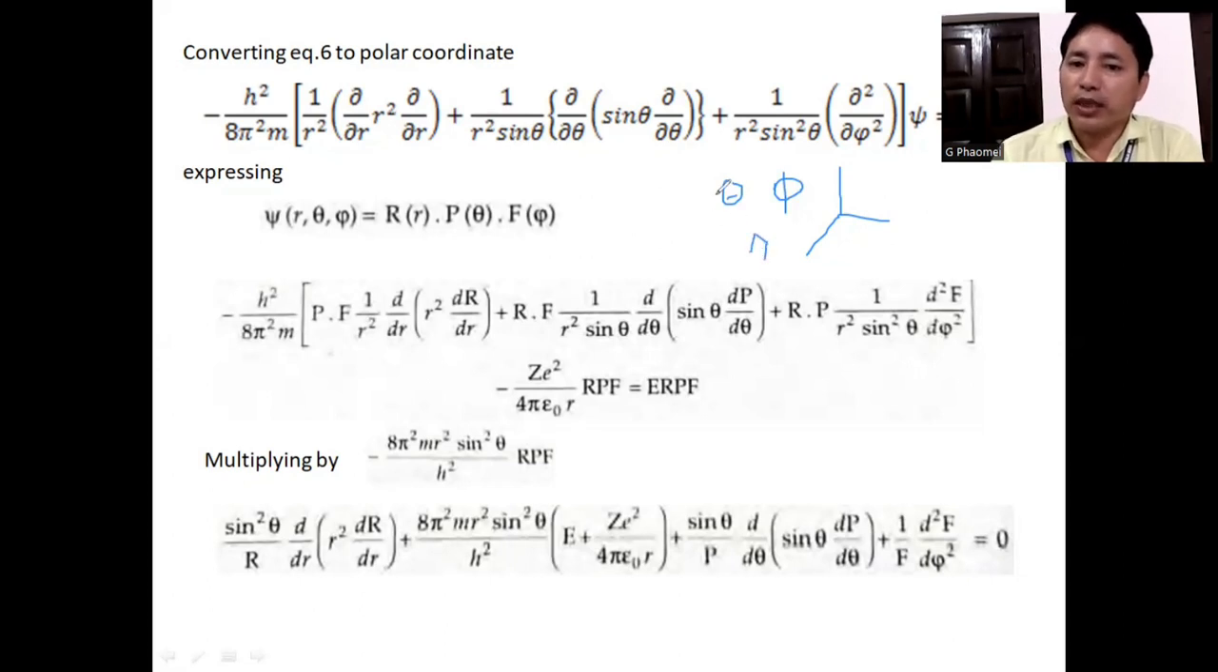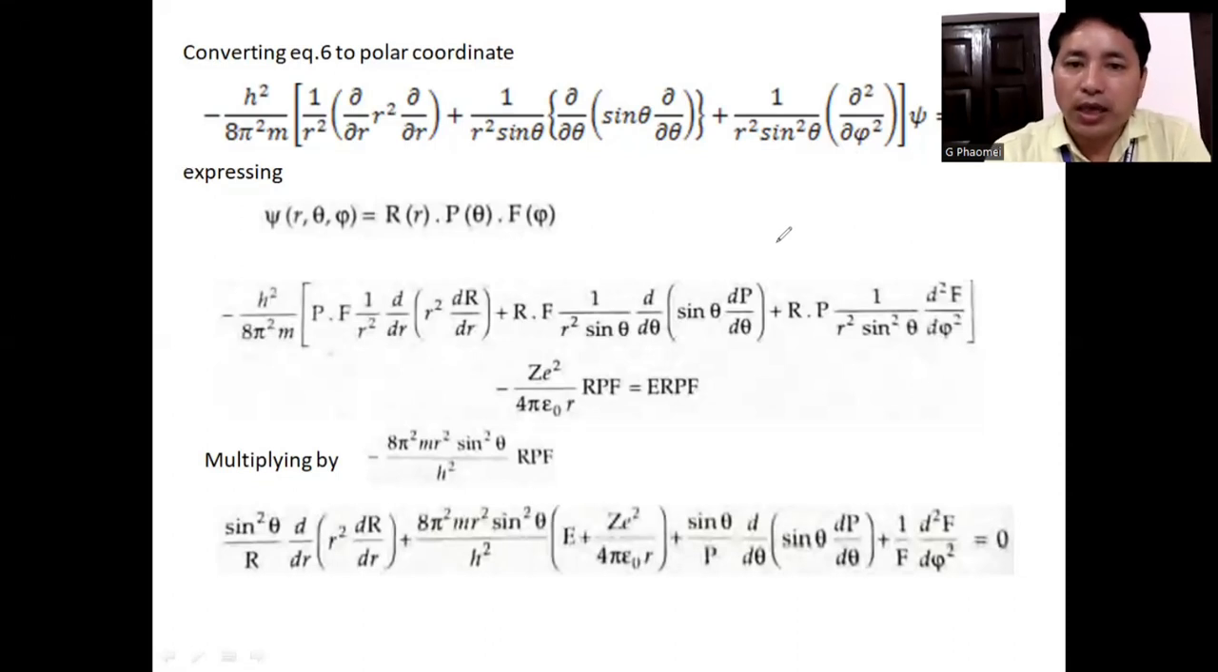We know that this theta angle is the angle made with the z-axis. That means if this is the z-axis, the angle made with the z-axis is called theta. And if you drop this point onto the xy plane and connect it, then this angle will be phi. So these two angles as well as the r value are called the polar coordinates.